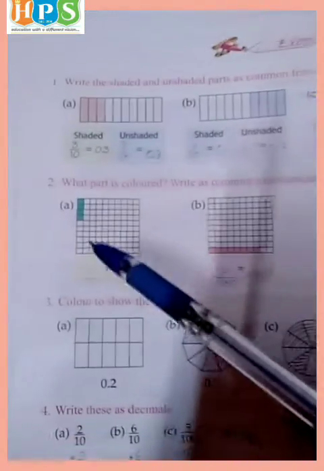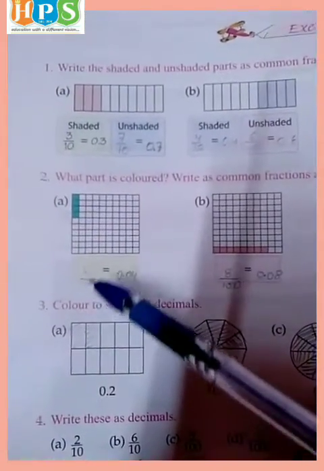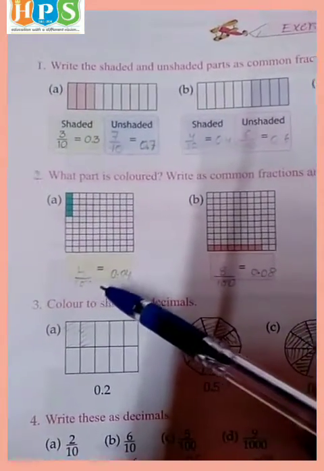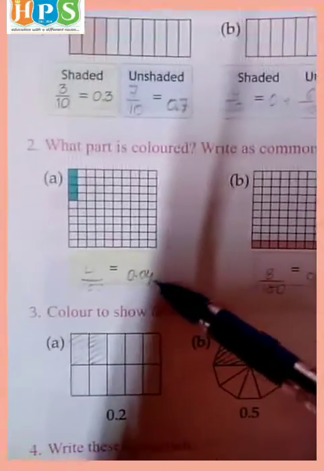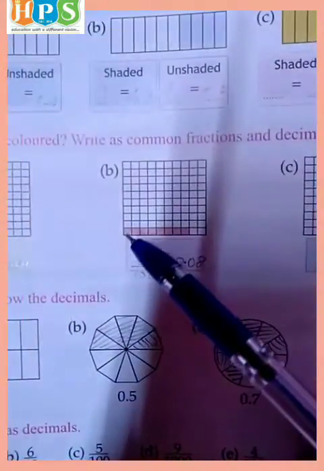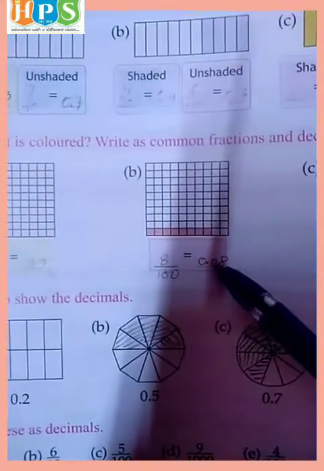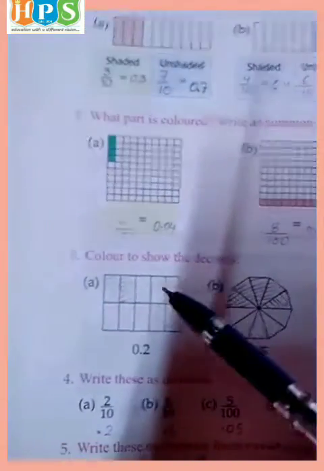Right part is colored, write as common fractions and decimal. 4 upon 100 is equal to 0.04. Colored part is 8. 8 upon 100 is equal to 0.08.